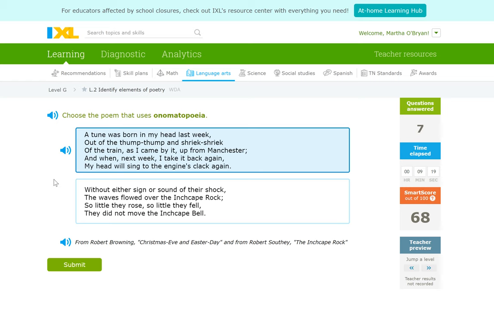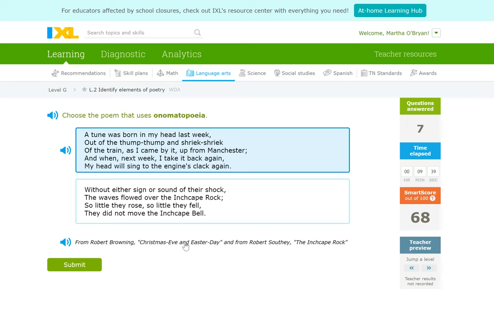Without either sign or sound of their shock, the waves float over the Inchepi rock. So little they rose, so little they fell, they did not move the Inchepi bell.